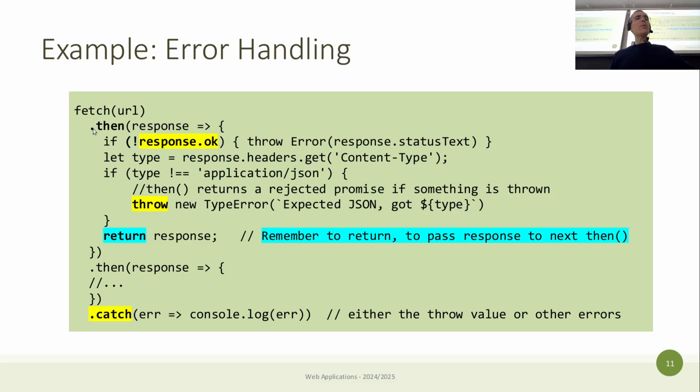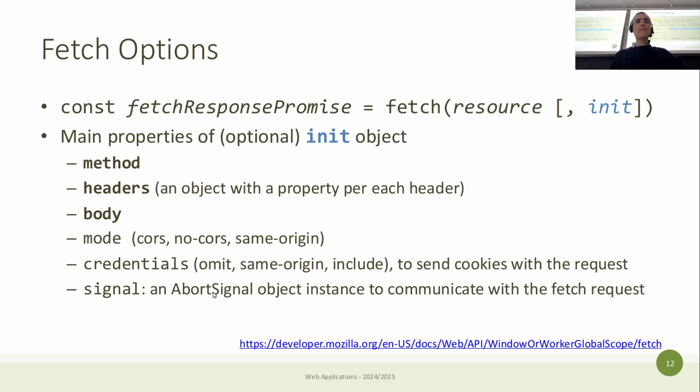And you remember that we can concatenate the then, right? It's like sequential awaits. If you use the then, remember to return the object that you want to have as a parameter in the next then. Without the return response, here response will be undefined and you have nothing to process in the next then. But this is standard behavior of promises, right?